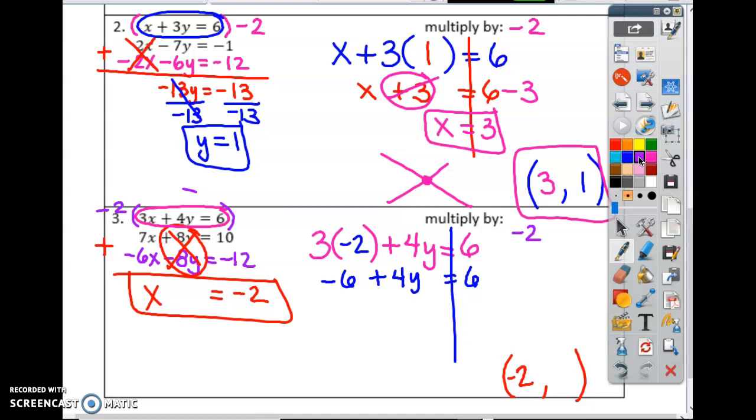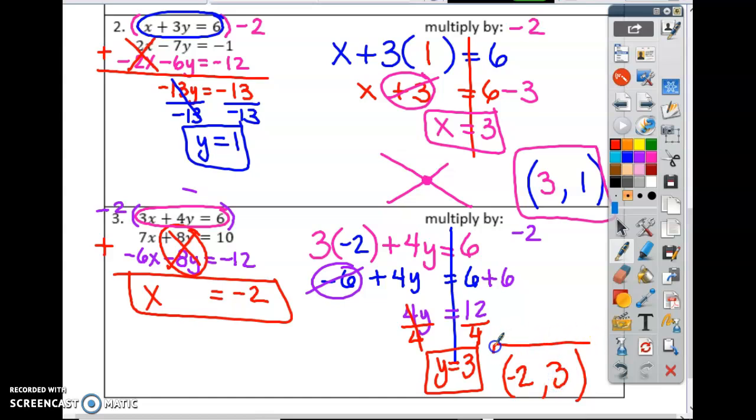What do I have to move? The negative 6. Bring it over here, change the sign, plus 6. What's 6 plus 6? 12 equals 4y. Divide both sides by 4. Y equals what? 3. So my y equals 3. And this is my solution.